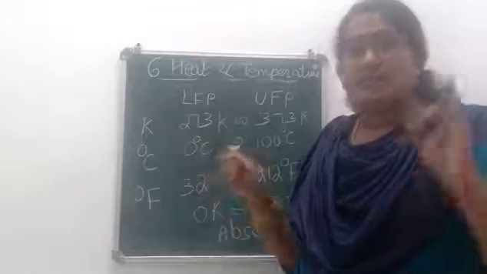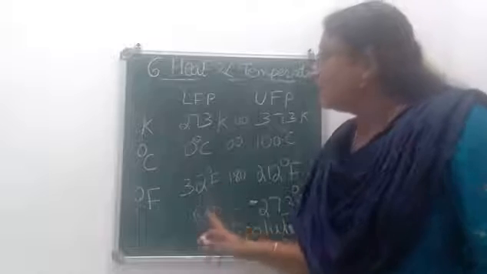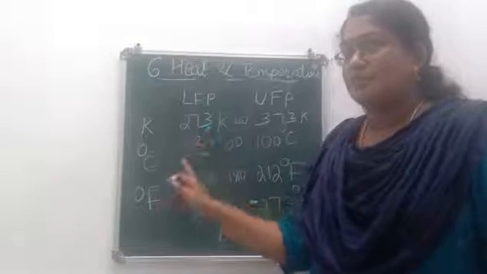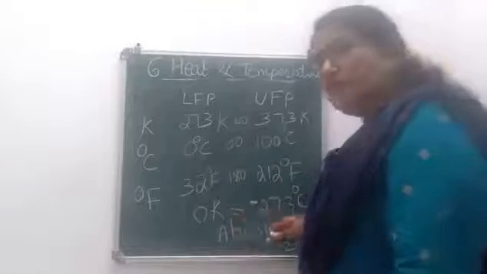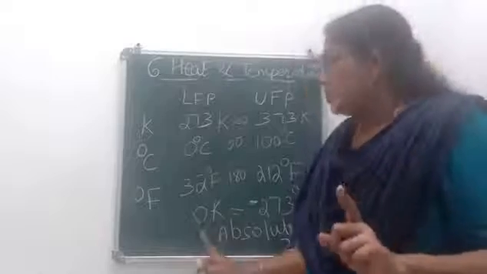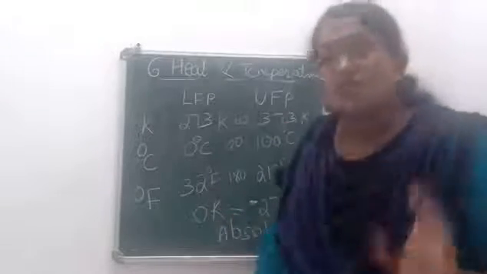273 Kelvin is the lower fixed point in the Kelvin scale. Now I am taking 0 Kelvin. 0 Kelvin means 0 degree, minus 273 will come here. So it will be minus 273 degrees Celsius in Celsius scale. So the 0 Kelvin you will call as absolute 0.